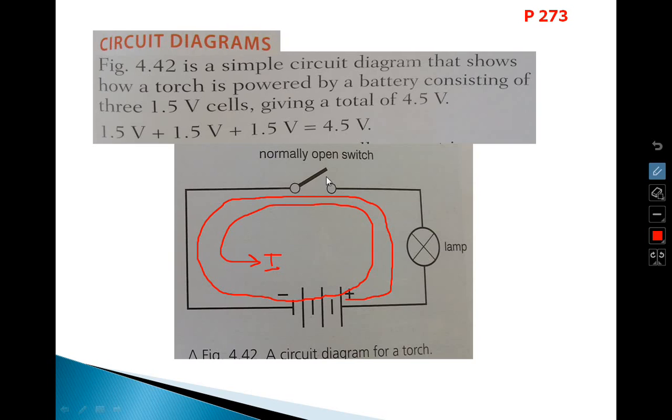When the circuit is open like this, there is no current moving through the circuit until we close this switch. Switch closed, current passes. If the switch is open, there is no current.